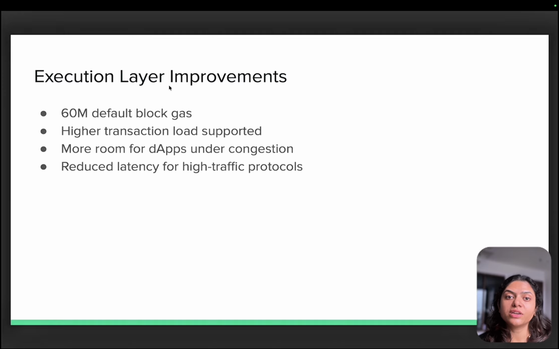What about execution layer improvements? What will be introduced on the execution layer in Ethereum after Fusaka? On the execution layer we get a major boost: the block gas target is going to 60 million default block gas. Higher transaction load is supported, more room for dApps under congestion, and reduced latency for high-traffic protocols. More transactions per block, better UX during congestion, and lower latency for protocols like DEXs, gaming systems and oracle networks. So Fusaka improves both the data layer and the transaction layer.